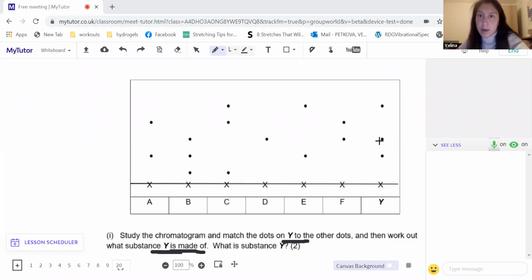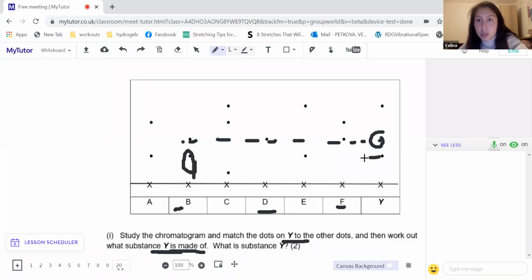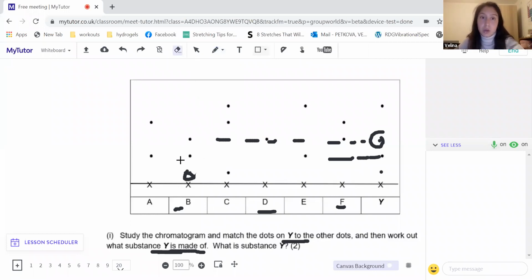So although the dots match up with lots of different ones, you're correct that this one dot of Y matches up with F, D, and B. However, in B, we have these two other dots. Although this dot matches up, we don't have this bottom dot, do we? We don't have this bottom dot here. So therefore it can't be B, because if it was B that made up Y, we'd have this additional dot at the bottom.